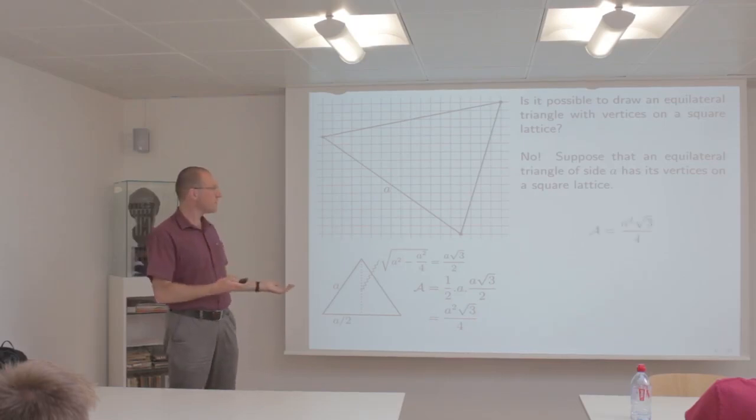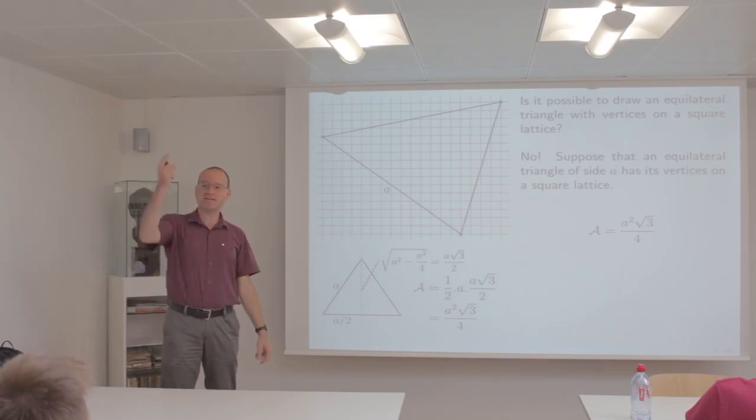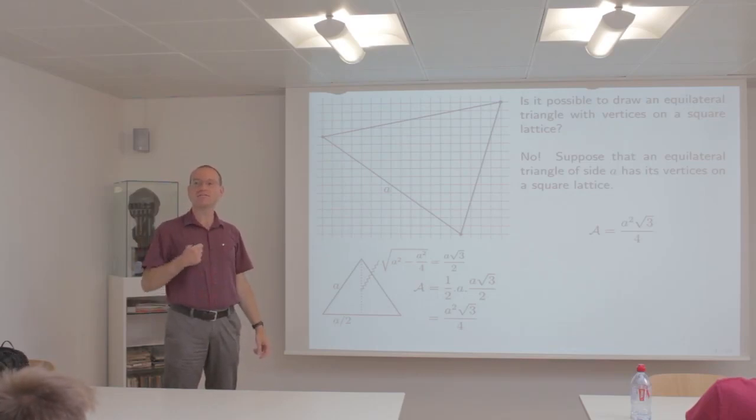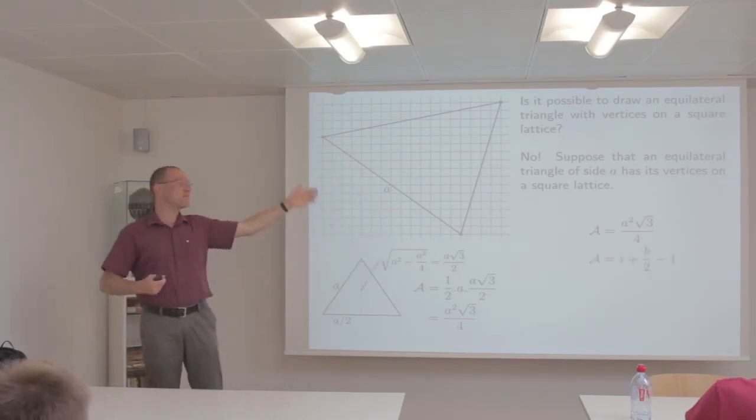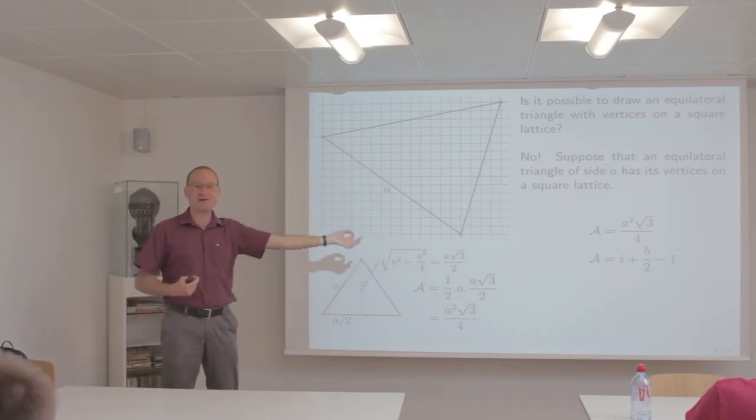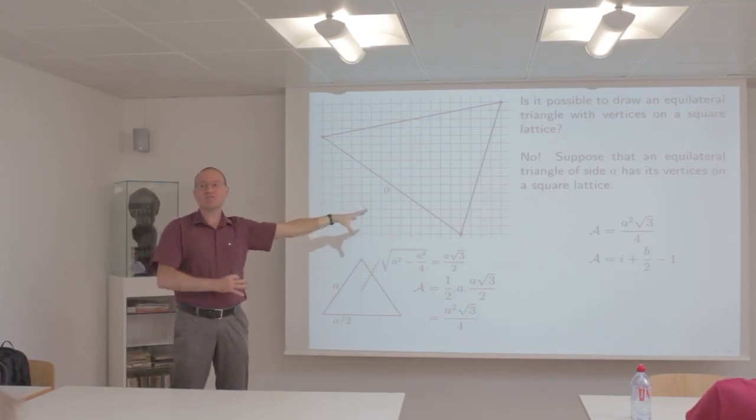On the one hand, the area is the square root of 3 over 4 a squared, the conventional formula. We also know Pick's formula: the area is the number of interior lattice points plus half the boundary points minus 1. And now we'll get the contradiction by looking at those two expressions for the area.